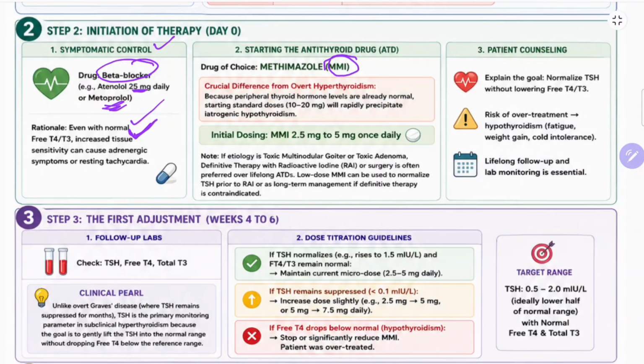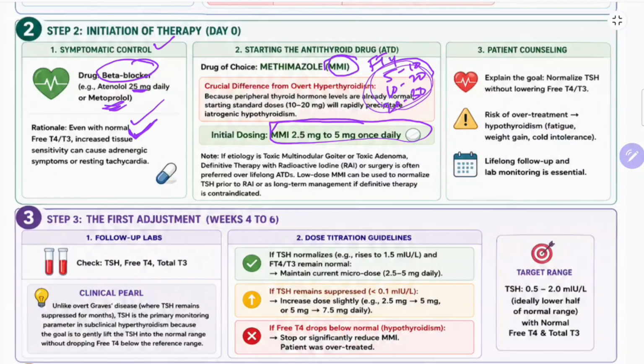But there is a difference. There we start depending upon the level of FT4, and it can be 5 to 10, 10 to 20 or 20 to 30. So this much high dosage is not used here. The dose practically is 2.5 to 5 mg once daily. That's all, 2.5 to 5 mg.